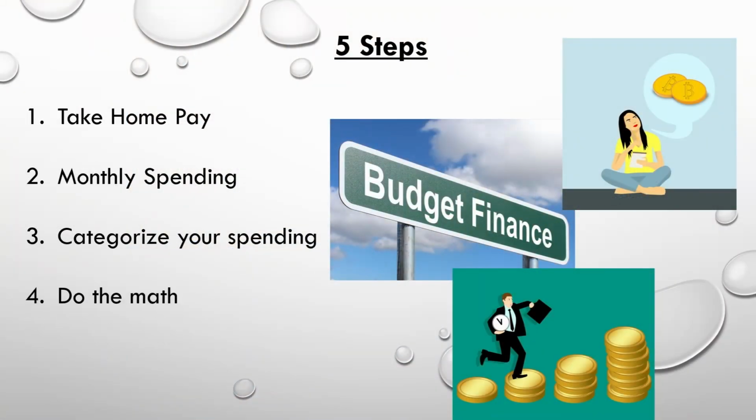This brings us to step number 4. You figured out how much money you bring in on a monthly basis. You've looked at your bank statements and figured out how much money is going out on a monthly basis. So now it's time to just do the math. You're going to figure out how much of your necessary spending that you have, minus it from what you're bringing in on a monthly basis.